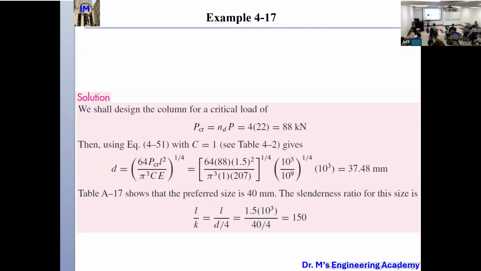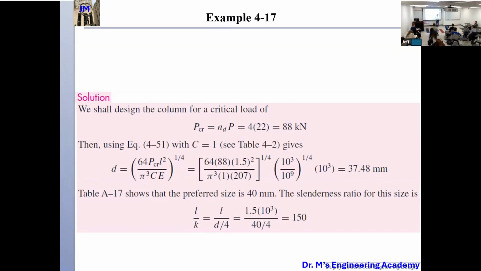So this is my P critical. It equals 4 times 22, so I have 88 kilonewton. Also, because the 2 ends are rounded and pinned, C equals 1. Based on the equation we just derived, I have P critical equals pi squared C E I over L squared, and I just plug in P critical 88. The L is 1.5 meter.